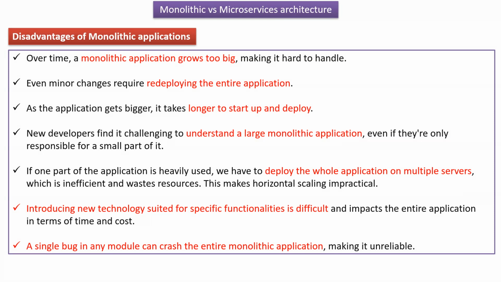Introducing new technology suited for specific functionality is difficult in a monolithic application because it impacts the entire application in terms of time and cost. A single bug in any module can crash the entire monolithic application, making it unreliable.